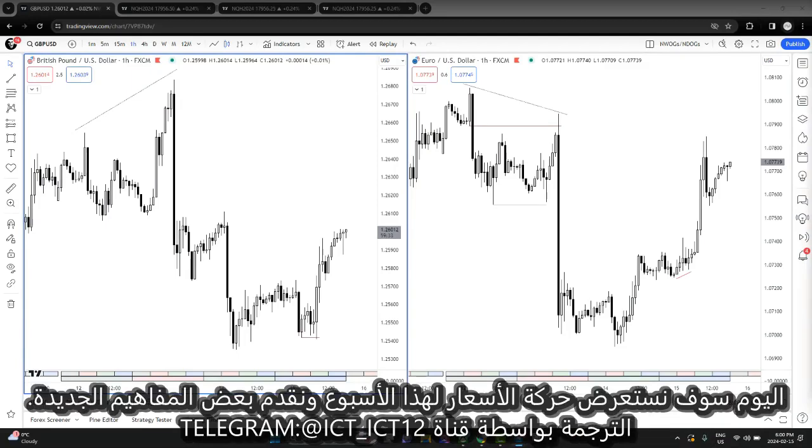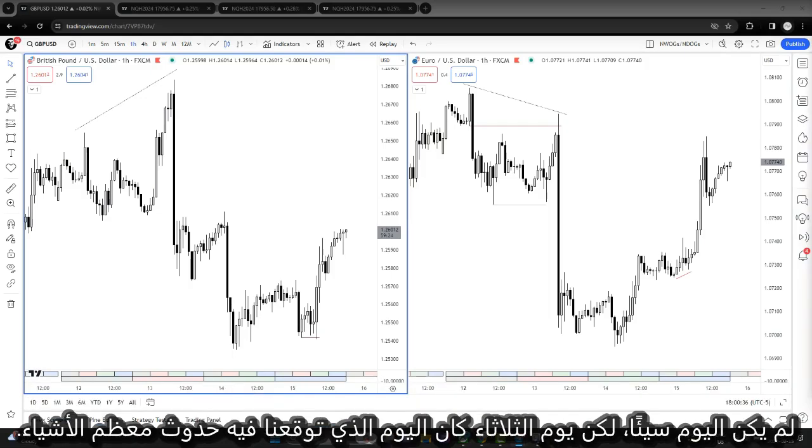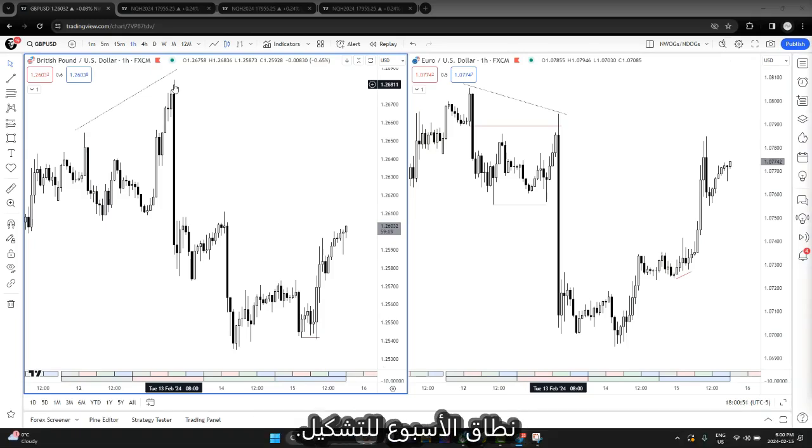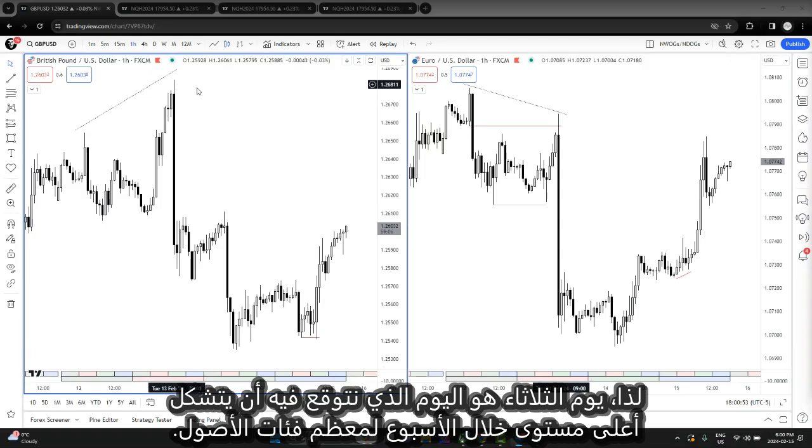Today we will be going over this week's price action and introducing a few new concepts. So today was not a bad day, right? But Tuesday was when we actually expected the most of the range for the week to form, right? So Tuesday is when we expected the high of the week to form for most asset classes.